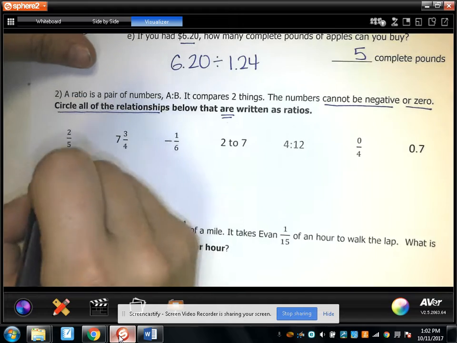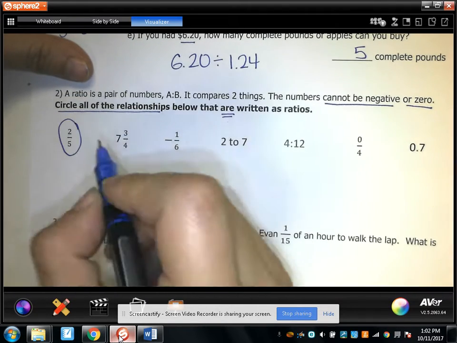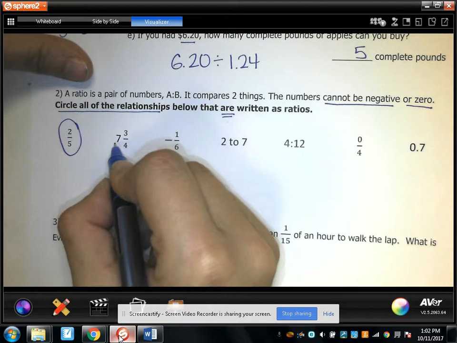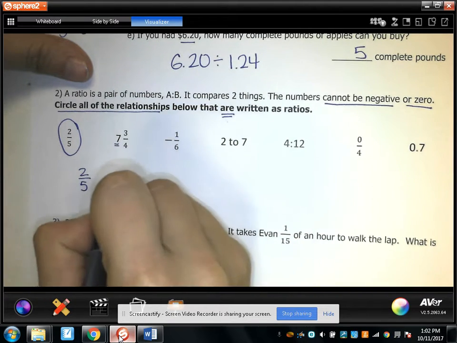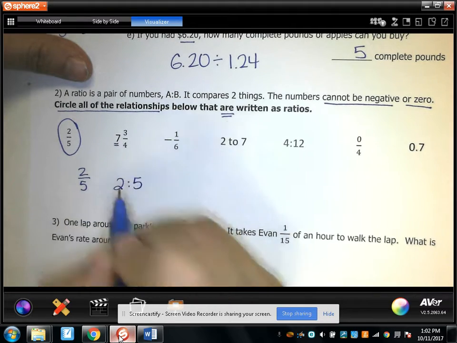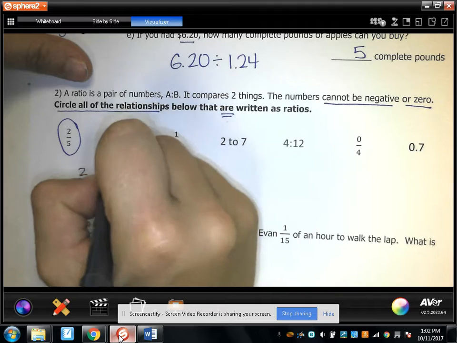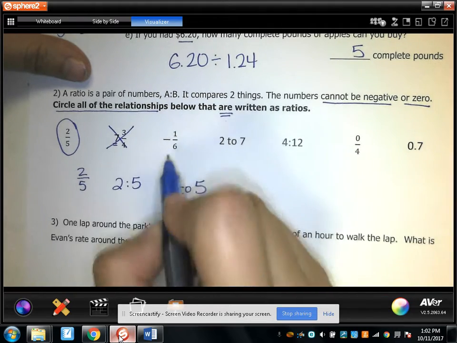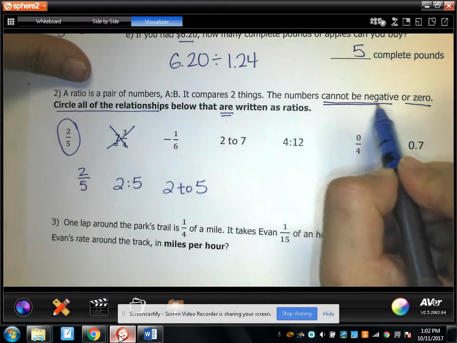So this one is a ratio because I can write a ratio as a fraction. This one's not a ratio because there's a whole number. A ratio can either be written as a fraction, with a colon, or with the word "to." So this one I'm not going to circle. This one I'm not going to circle because of this little clause here. The numbers cannot be negative.